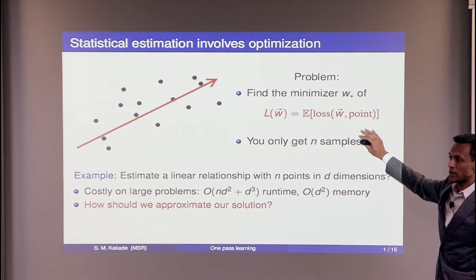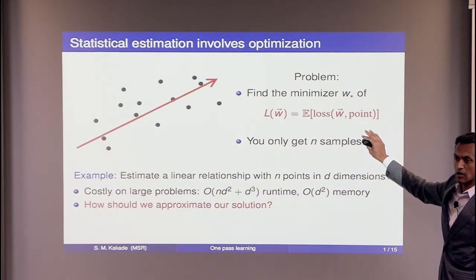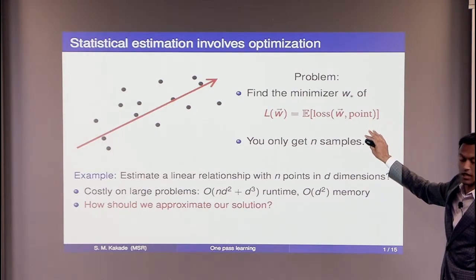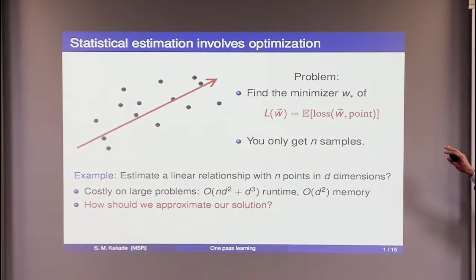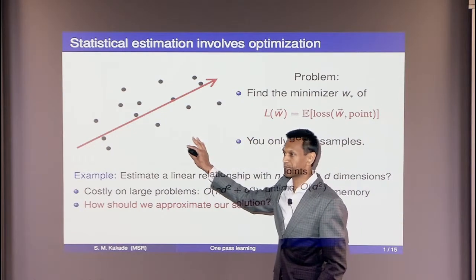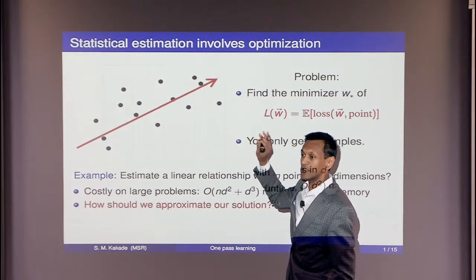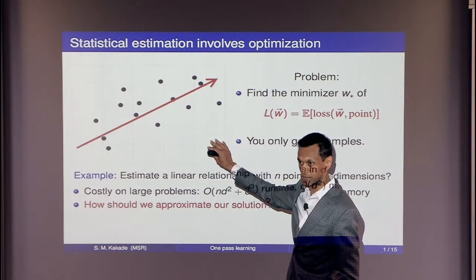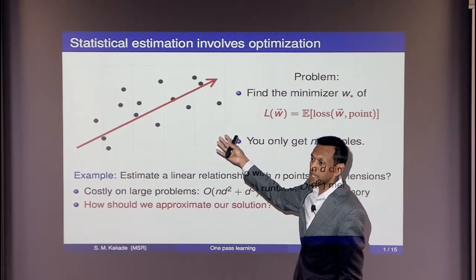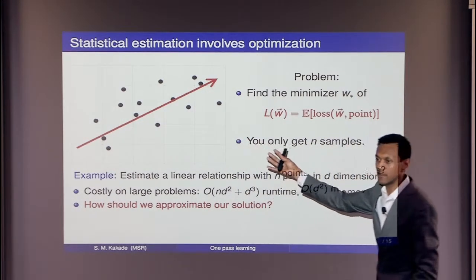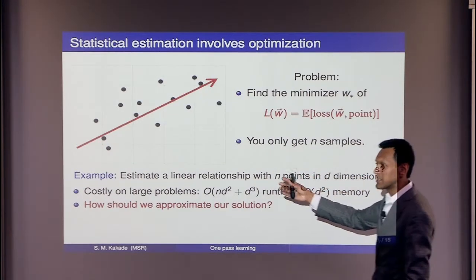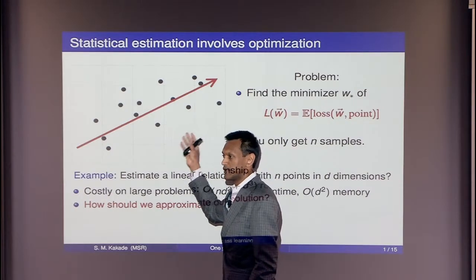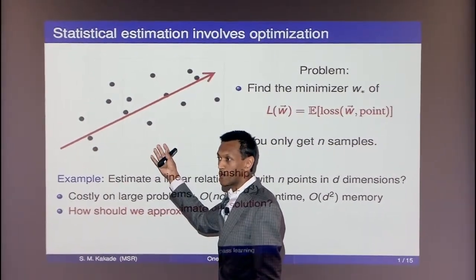Right? We want to find the best fit line with regards to some unknown underlying distribution, and we only get samples of the function. We get n samples, and we'd like to find the best fit line. Well, we'd actually like to find the best fit line with regards to the distribution. What we often do in practice is take the best fit line on the data. And in high dimensions, this is a question of estimating a linear relationship with n points in d dimensions.